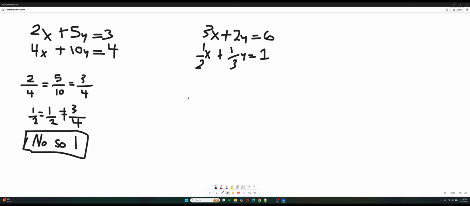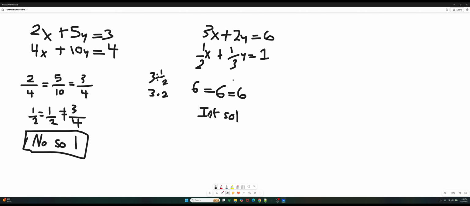Let's try this one. So we have 3 divided by 1/2, and be careful here because when you're dividing by a fraction, you want to multiply it by its reciprocal, so we get 6. Same thing for this one. If we multiply it by the reciprocal of that, we'll get 6 right there. And we just divide 6 by 1, so that's 6. So here you can see that all the ratios are the same. So this would be infinite solutions.